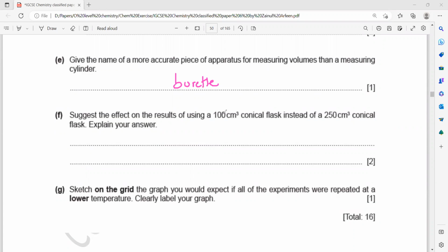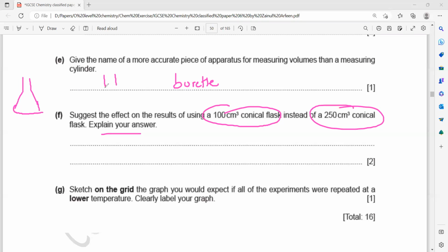Suggest the effect on the result of using a 100 cm³ conical flask as compared to a 250 cm³ conical flask. It is about the result, not about accuracy. Look how the 100 cm³ flask differs from the 250 cm³ flask. In this case, the total volume of the mixture of sodium thiosulfate, hydrochloric acid, and water was 60 cm³.